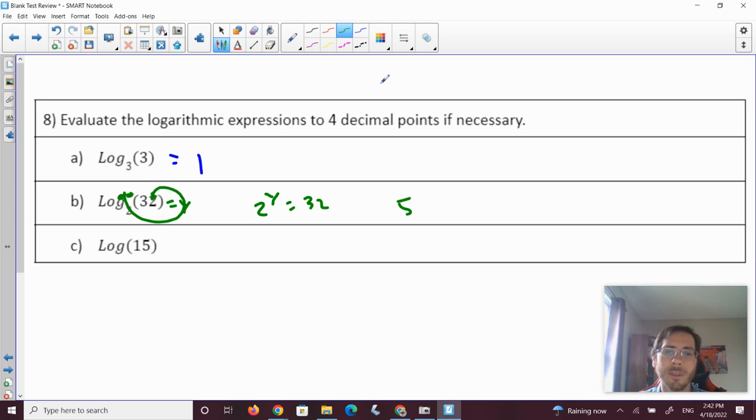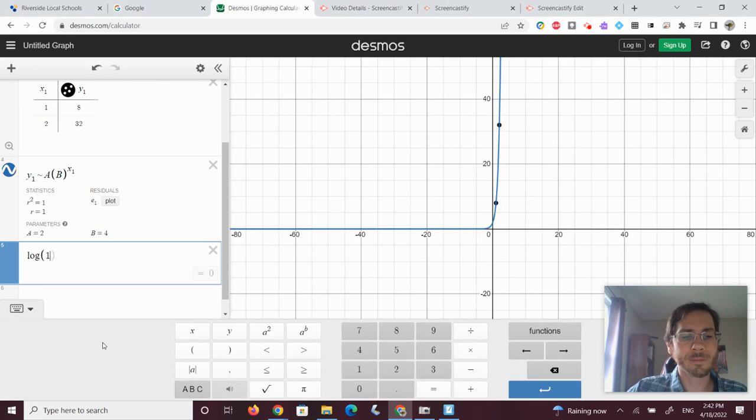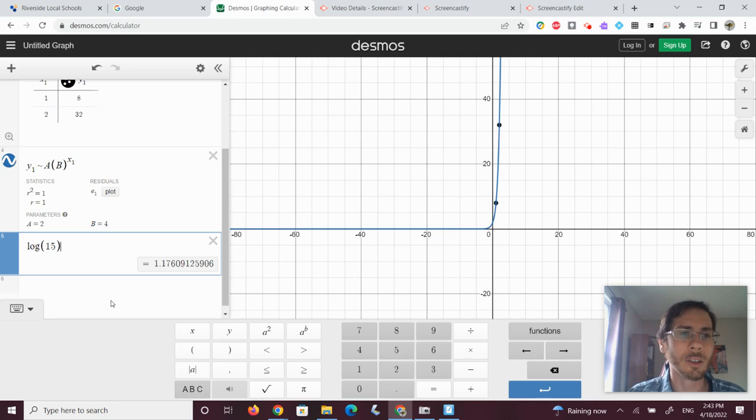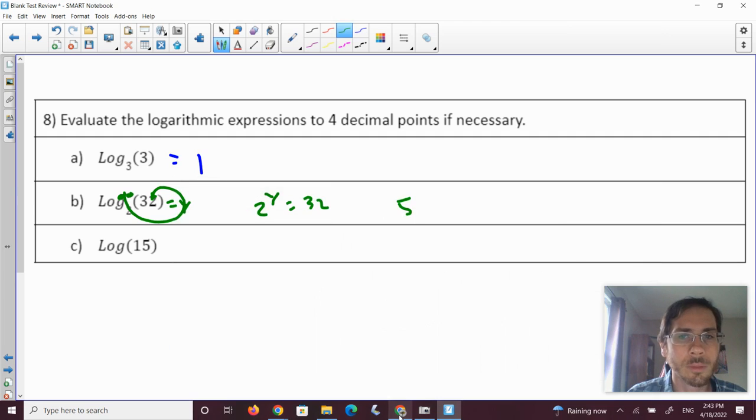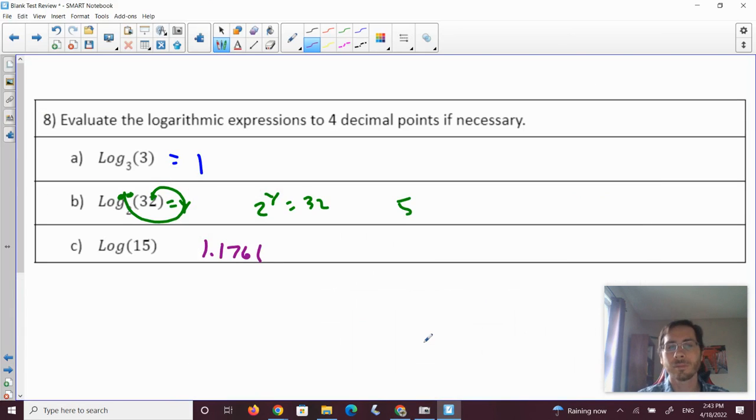We don't really know log of 15. We just have to type that into a calculator. So that's all we got. Just remember this is log base 10. But when you use a calculator, you don't have to put the little 10 underneath there. 1.1761. That's it. So a little disappointing. It is just a straight calculator question. And since part C requires a calculator, you're more than welcome to put parts A and B both into the calculator as well. You don't need to, but you could if you wanted to.